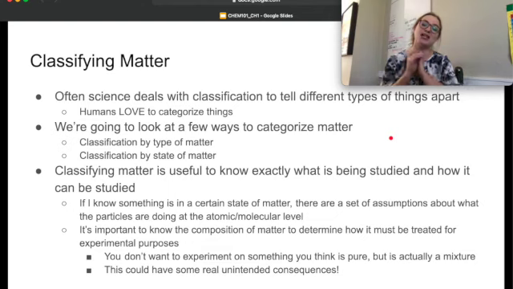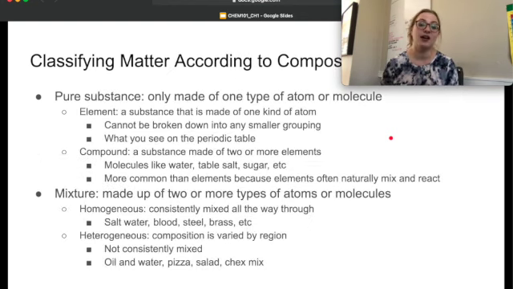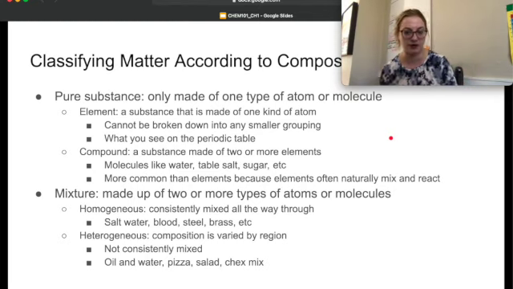So it's so important to know what you've got going on so that you can make better decisions with the matter that you're working with. So the first thing we're going to talk about is classifying matter according to composition. When we do this, we're classifying matter according to the stuff that it's made up of. This could be in the two broadest categories: pure substances or mixtures. Pure substances are made up of only one type of thing, whereas mixtures are made up of two or more types of things. So let's talk about pure substances first.